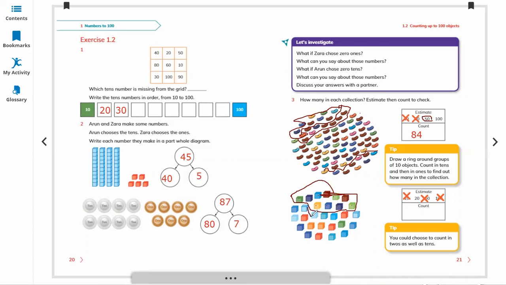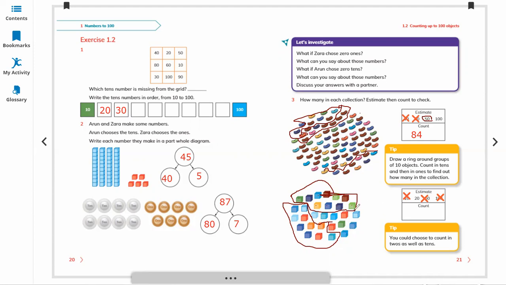Counting from here. 1, 2, 3, 4, 5, 6, 7, 8, 9, and 10. So here is another group of 10. 1, 2, 3, 4, 5, 6, 7, 8, 9, and 10. So let's see how many are left. 1, 2, 3, 4, 5, 6, 7, 8, 9.